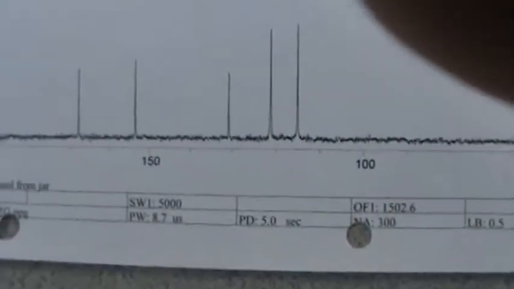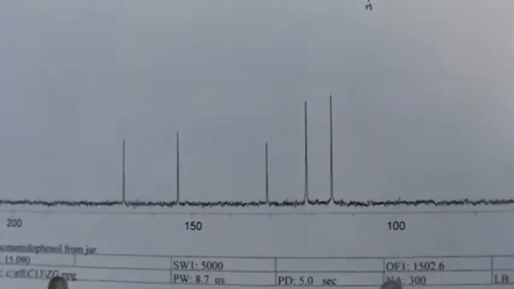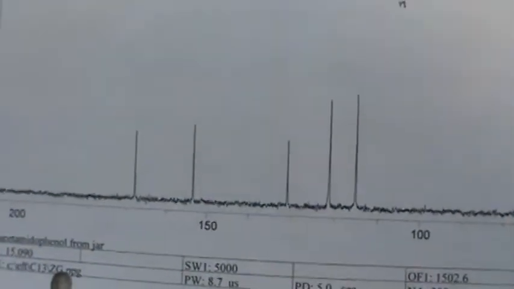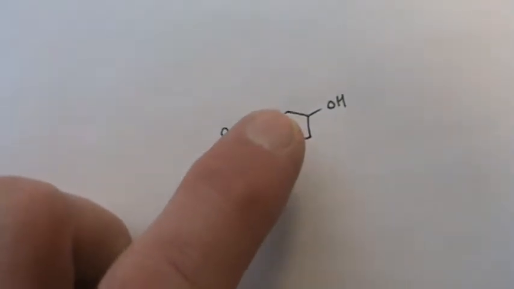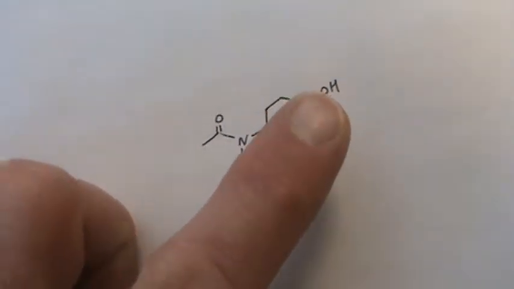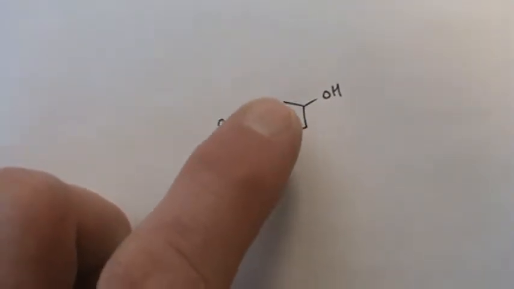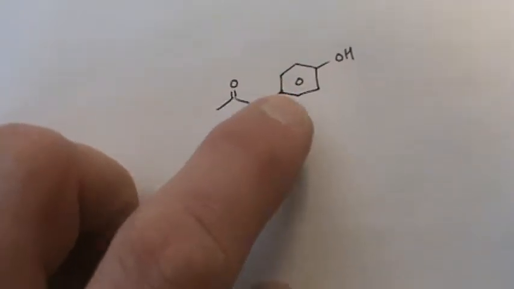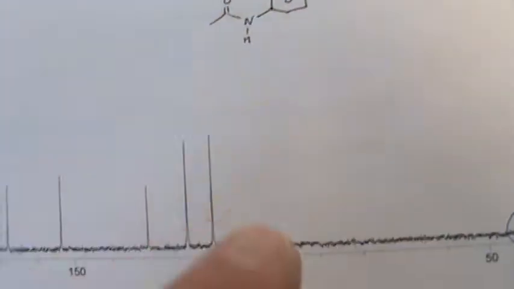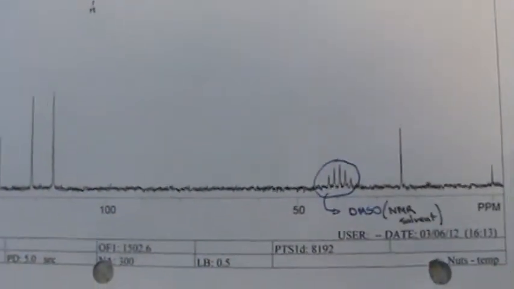I don't know for sure which one's which unless you can find this online, and the reference will tell you which. The two taller peaks will be, by symmetry, the ortho carbons to the OH, which are symmetrically the same, so those two ortho to OH will give one peak. The two that are ortho to the amide will give another peak that's going to be taller. That's what these two are. I don't know exactly which is which.